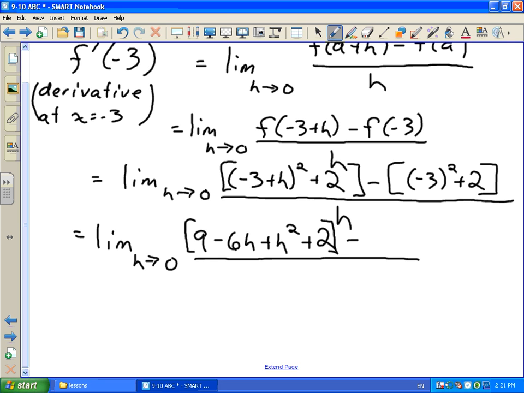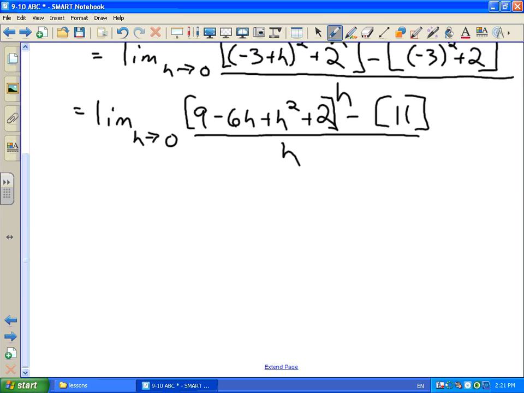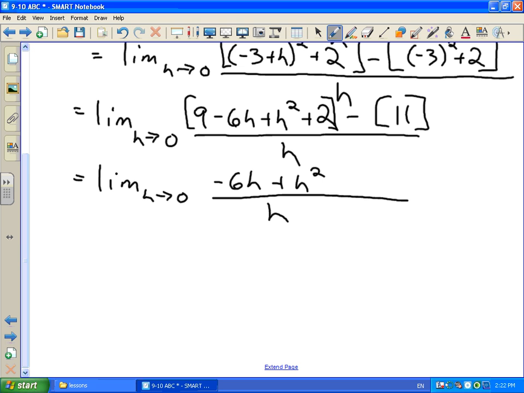And I'm going to subtract, let's see, what do I have in there? Negative 3 squared is 9. 9 plus 2 is just 11. Still, all divided by h. Well, let's simplify this a little bit more. I've got 9 plus 2 in here, which is 11, and then I subtract 11. So all those number terms are going to cancel out, and I'll be left with negative 6h plus h squared, all over h.